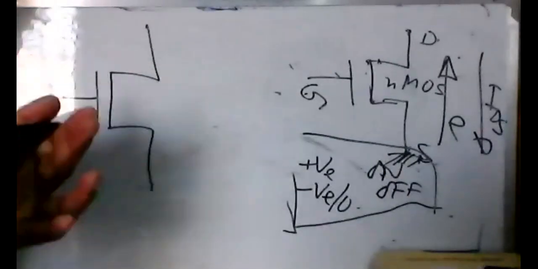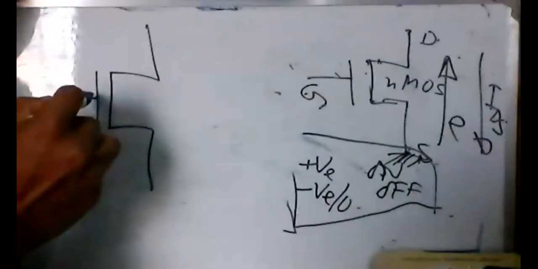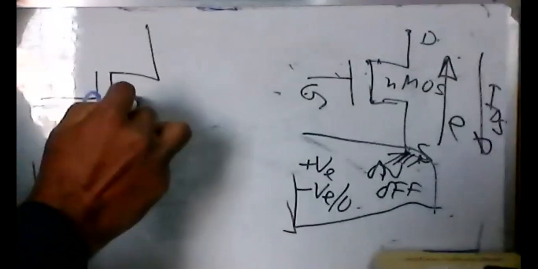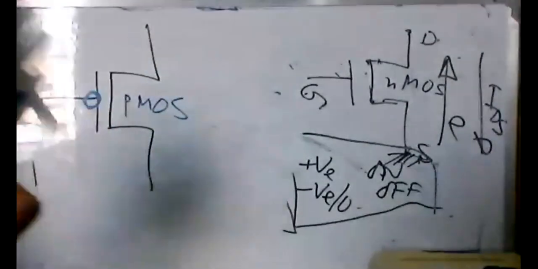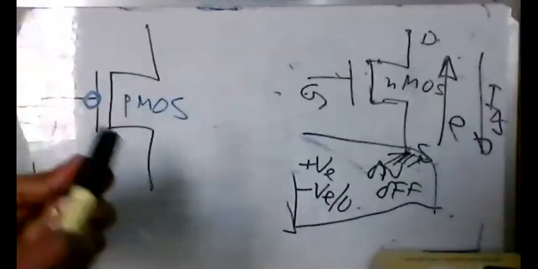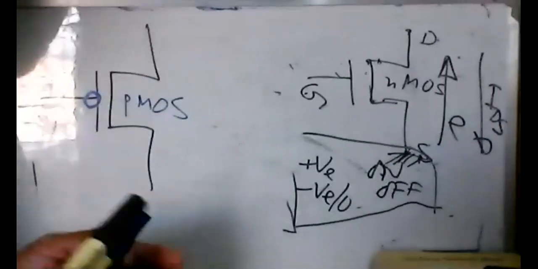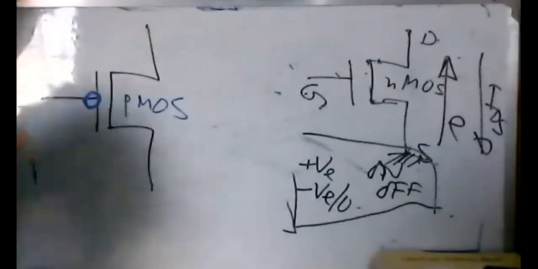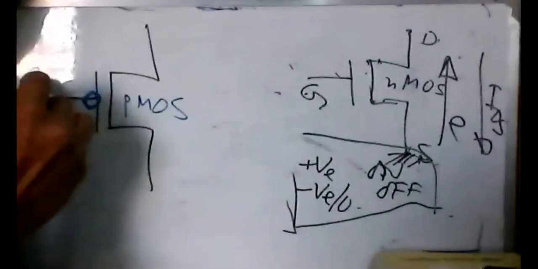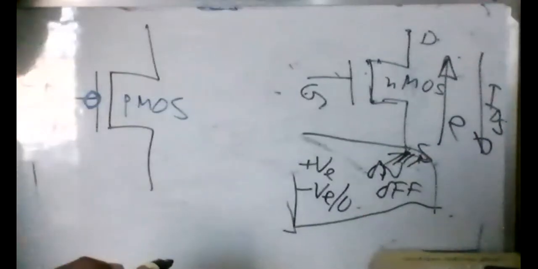In here, you see, this is exactly the same as NMOS. Just we need a circle at the gate. So this is a PMOS. Understand? So now this is NMOS and this is PMOS. Now the gate is exactly the same, but which one is the source? What is the source?